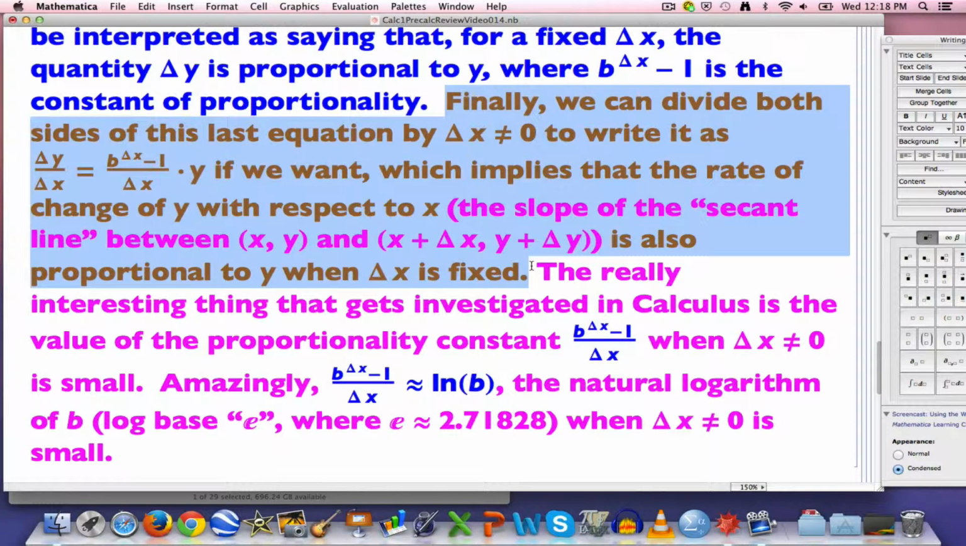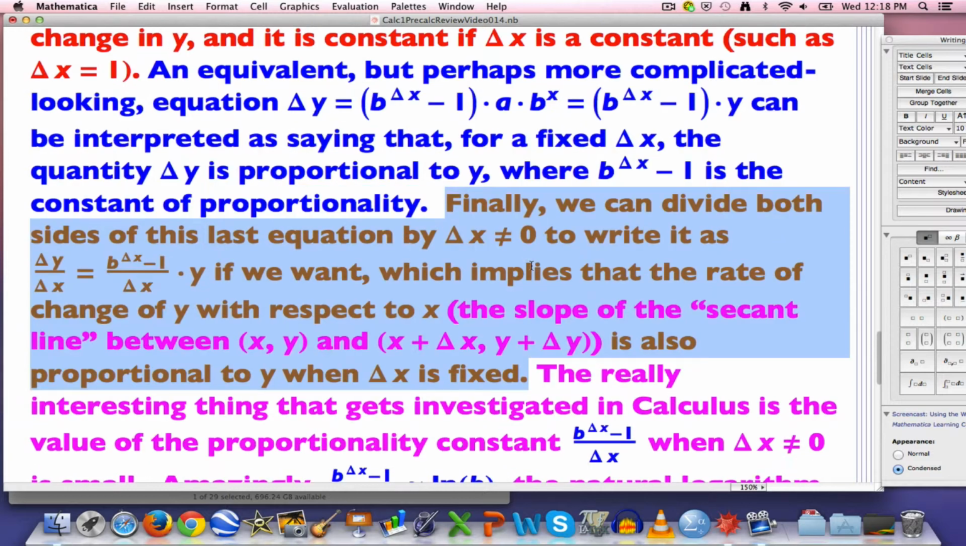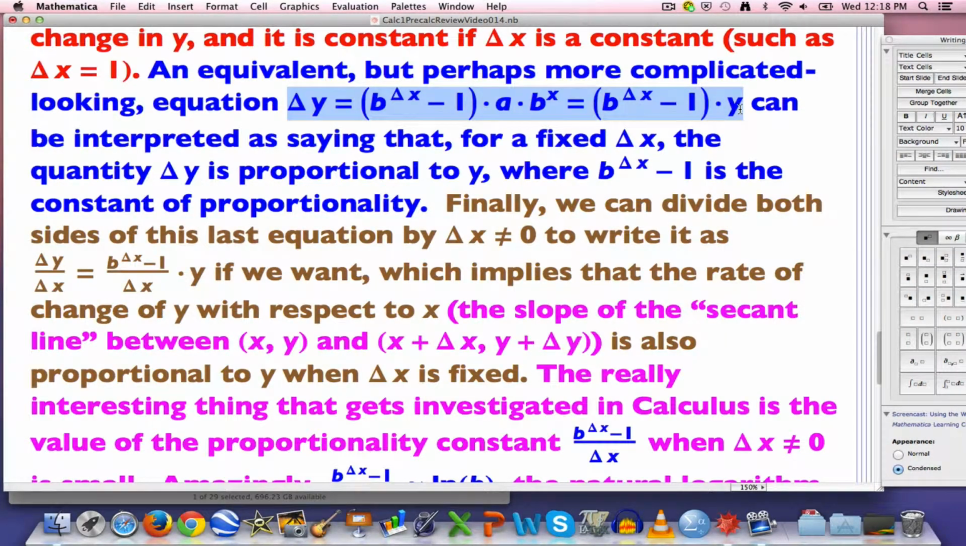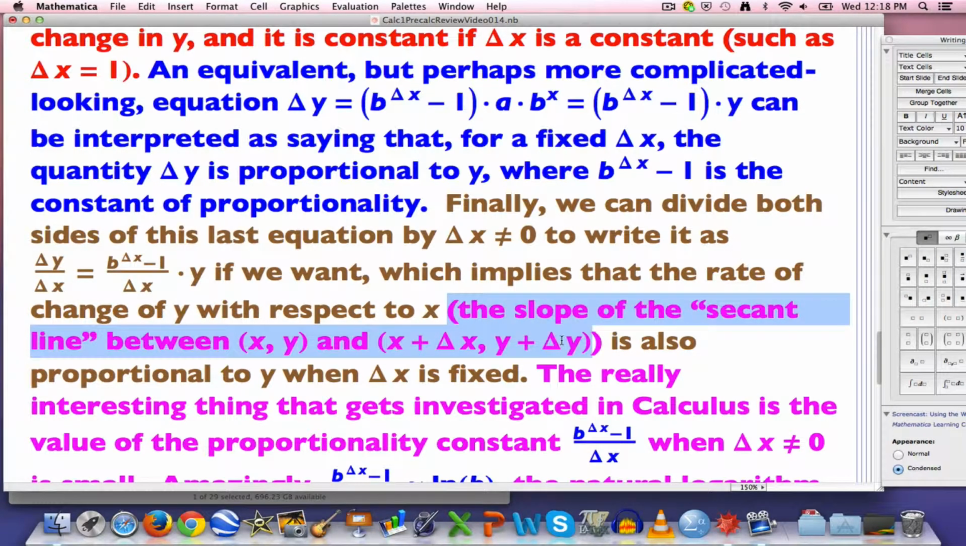Finally, we can divide both sides of the last equation by delta x when it's non-zero. By last equation, I mean this equation, to get this equation. Think about that, compare it with this equation here. Delta y divided by delta x equals b to the delta x minus 1 divided by delta x times y. You can think of that as telling you that the rate of change of y with respect to x for a fixed delta x, that's this slope, which is really the slope of something called the secant line between those 2 points, is also proportional to y when delta x is fixed.